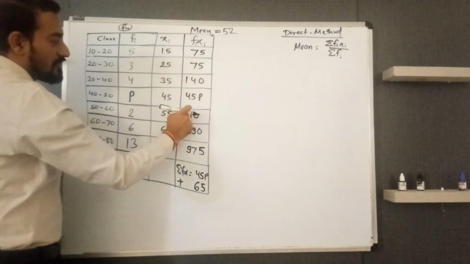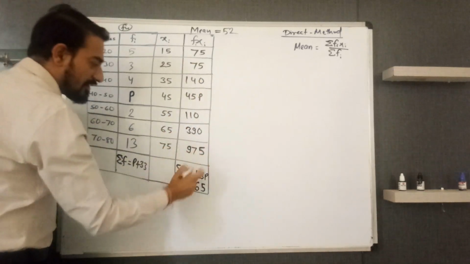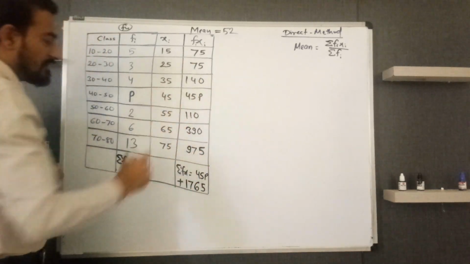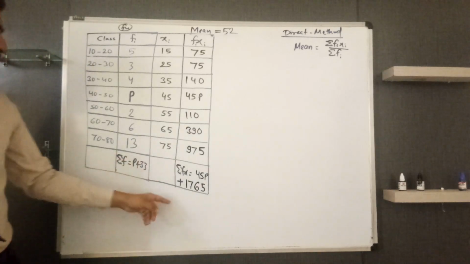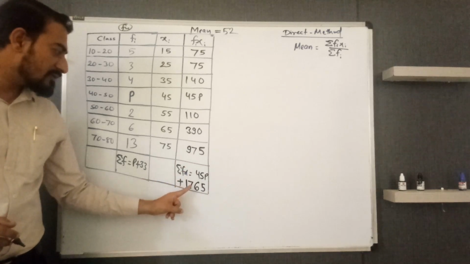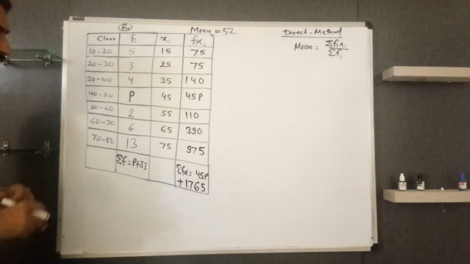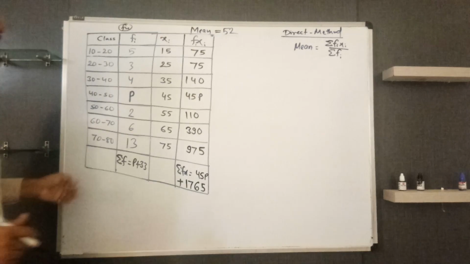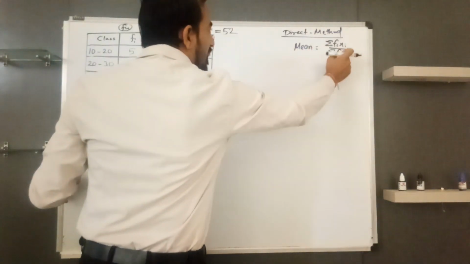1, 2, 5, 14 and carried 3, 17. So 1765. So sigma fx we have 45 times of p plus 1765. Now next, to find mean, follow this formula sigma fx by sigma f.